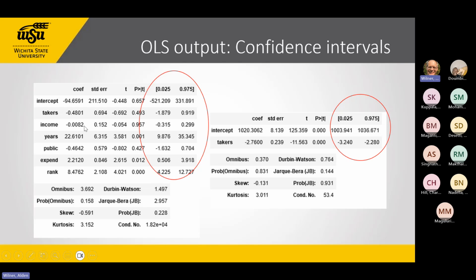But we're running an OLS model in Python right here. We're getting the ordinary least squares. This is a simple model with only one feature, a simple linear regression. Does the number of takers help predict the SAT scores? And in the simple model here, it looks like, yes, the number of takers is a pretty good predictor. Our confidence interval is between -3.2 and -2.2. Our intercept, oddly, is between 1,000 and 1,036.